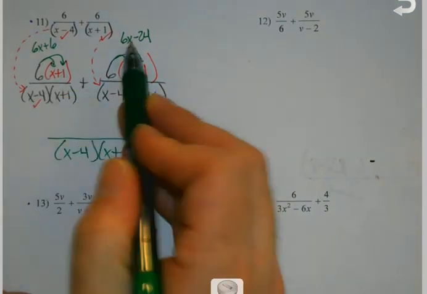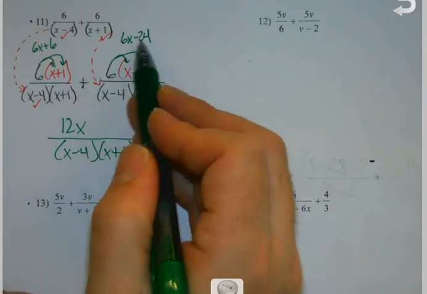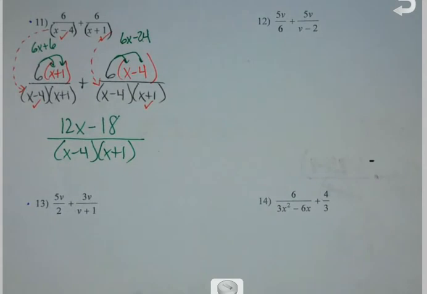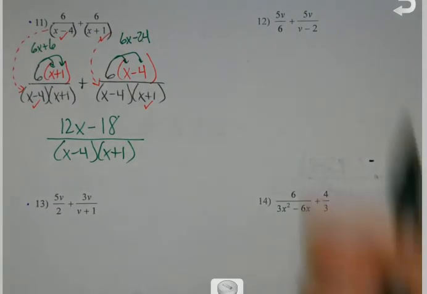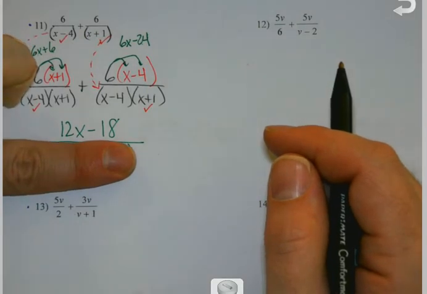6x plus 6x is 12x. 6 plus negative 24 is negative 18. I always first look to see if something cancels at the end. Well, I don't see anything canceling. But, just to be sure, do those two terms have anything in common?